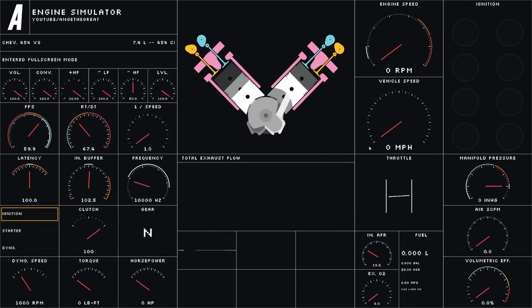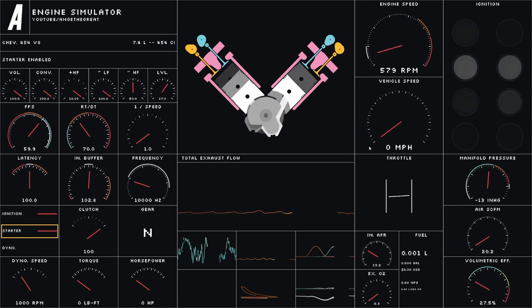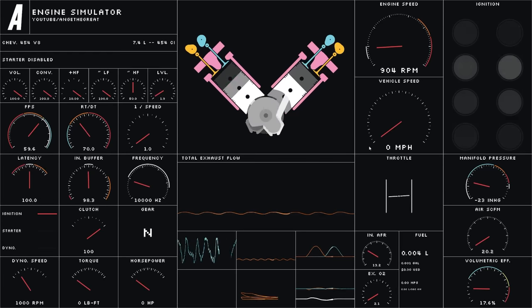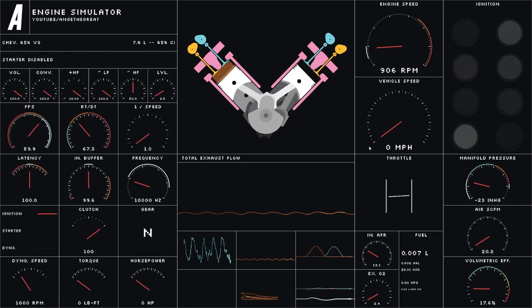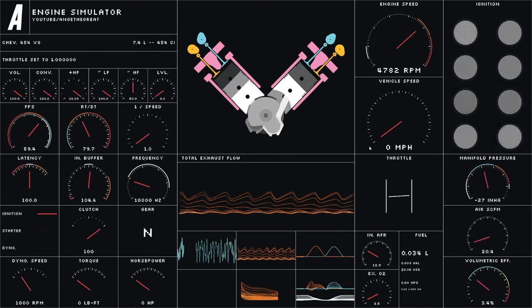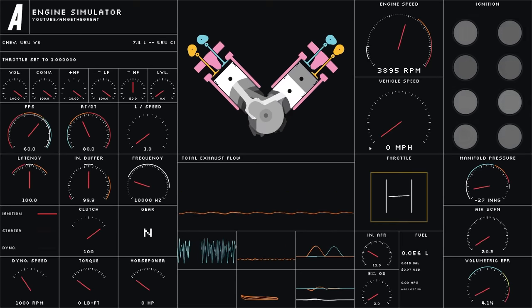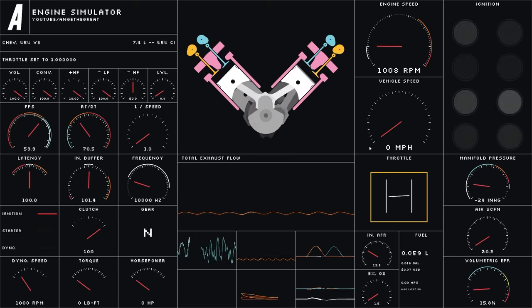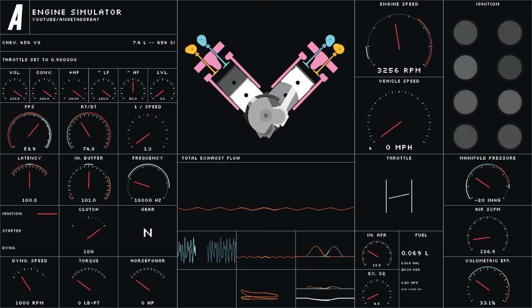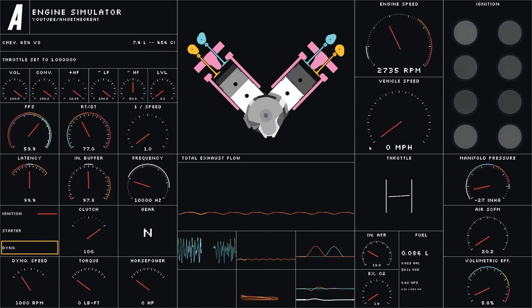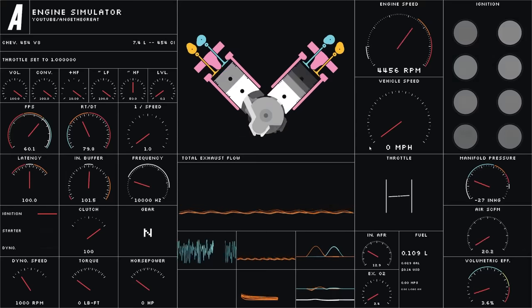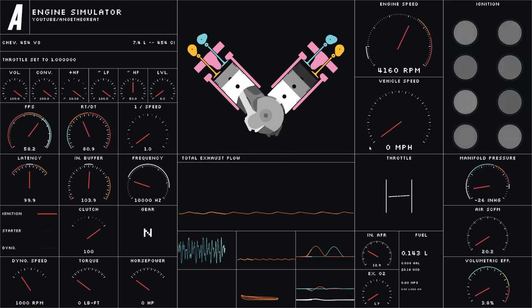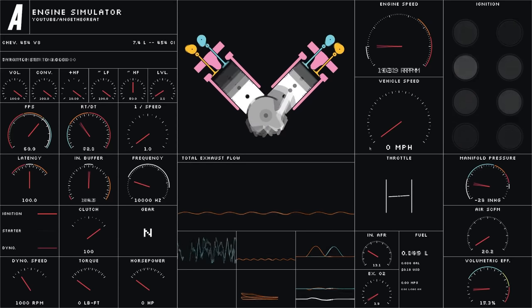Alright, first we'll press A to turn the ignition on, and then we'll press S to engage the starter, just like in a real engine. By pressing various keys on the keyboard, I can open or close the throttle, which of course causes the engine to change speeds. By pressing the D key, I can enable the dynamometer, so we can measure the torque and horsepower of this engine.